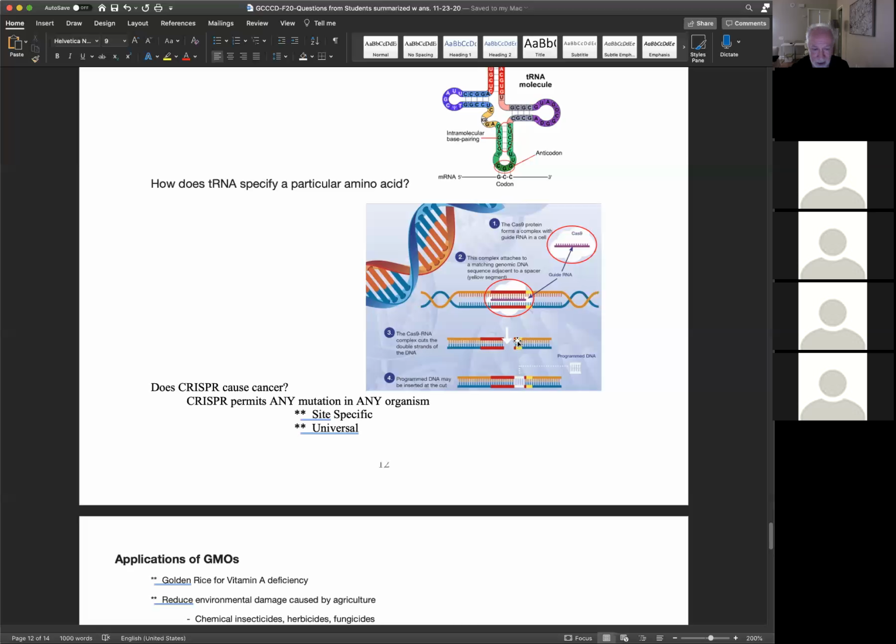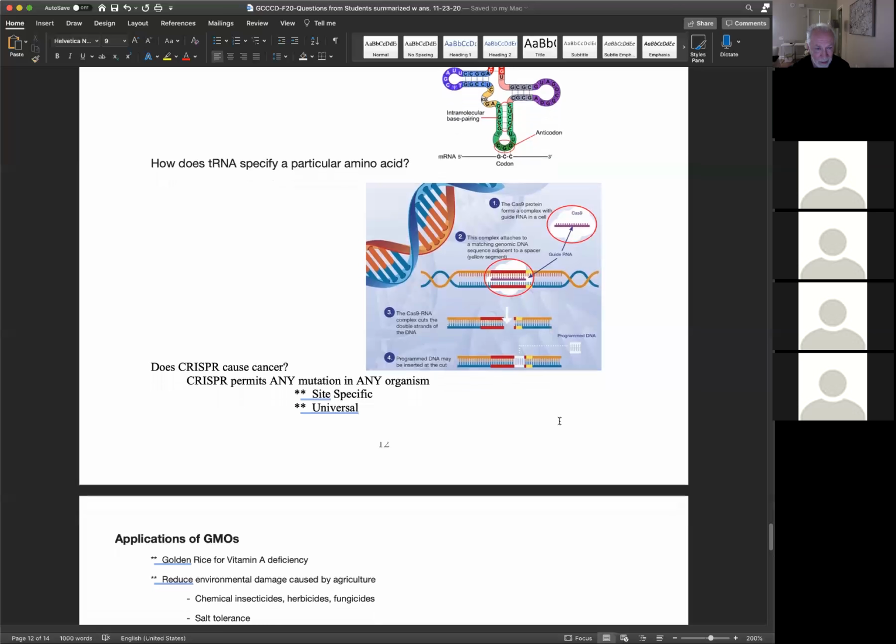Now, what you do with that cut is up to you. You can put something in it, leave something out. You can manipulate this cut point any way you wish. The important point is that you know what you're doing. You know what you've put in this site or what you've taken out. And therefore, if the mutation you've made is not carcinogenic, then CRISPR would not cause cancer. Is that clear? Any question about that?